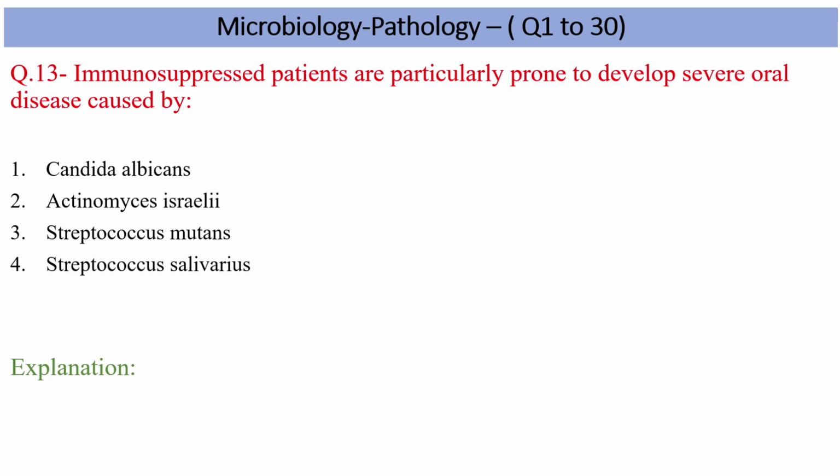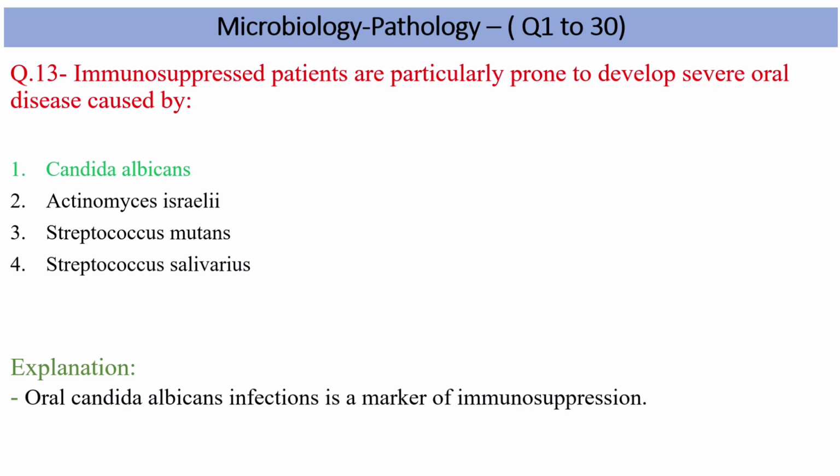Immunocompromised patients are particularly prone to develop severe oral disease caused by: Candida albicans, Actinomyces israelii, Streptococcus mutans, Streptococcus salivarius. Correct option is Candida albicans. Oral Candida albicans infection is a marker of immunosuppression.